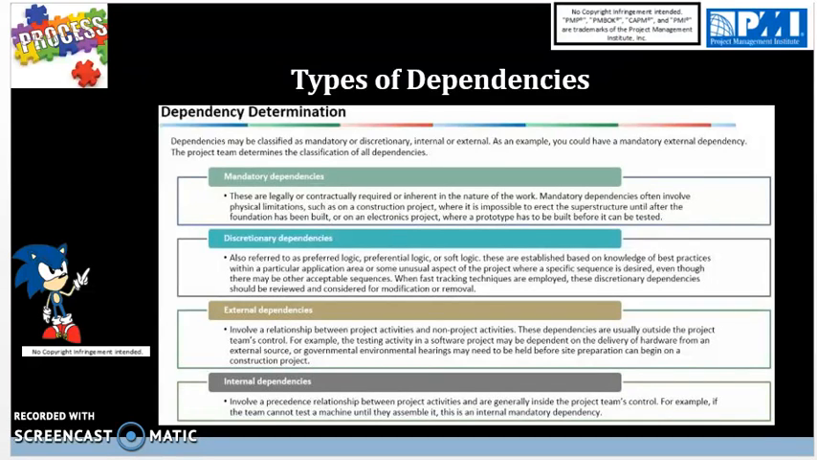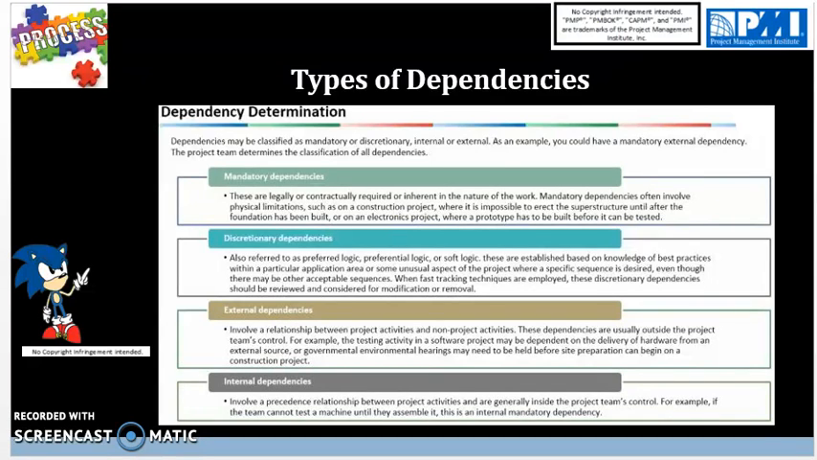External dependencies involve a relationship between project activities and non-project activities. These dependencies are usually outside the project team's control. For example, a testing activity in a software project may be dependent on the delivery of hardware from an external source, or government environmental hearings may need to be held before site preparation can begin on a construction project. So that's an example of a mandatory external dependency.